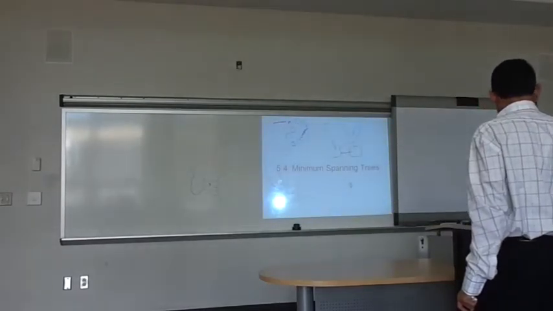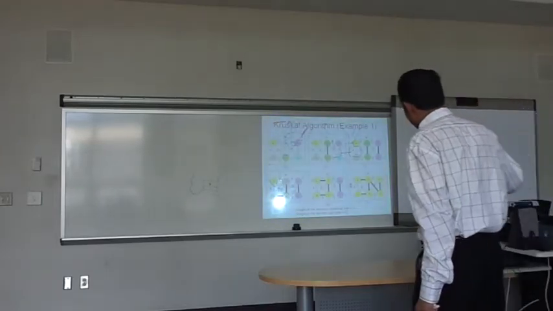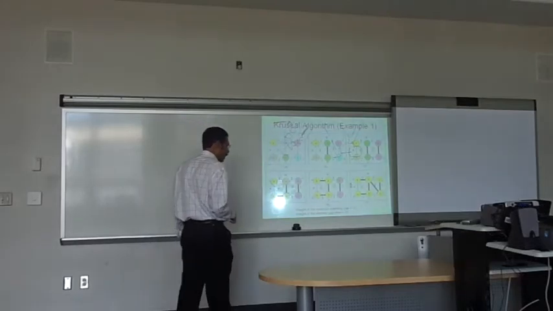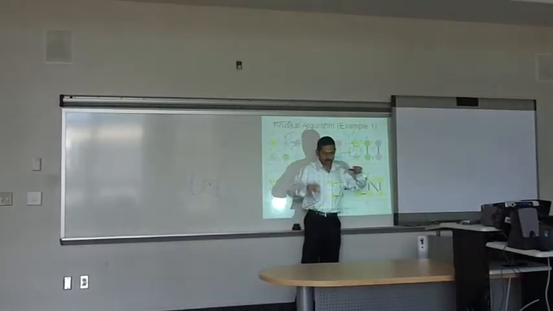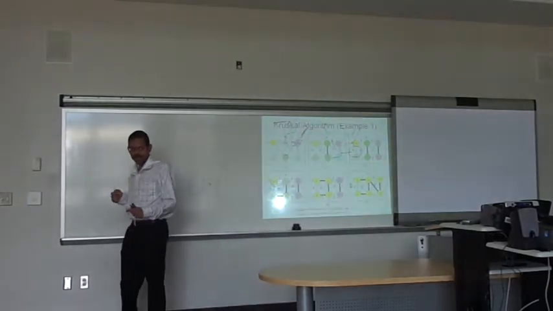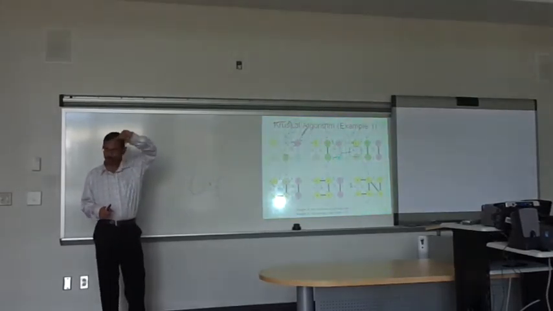Okay? So the minimum spanning tree basically connects all the vertices such that the sum of the edge weights is minimum. So you want to minimize the total weight of the tree connecting all the vertices. Whereas in the shortest path tree, you want to minimize the distance from the source to every vertex.